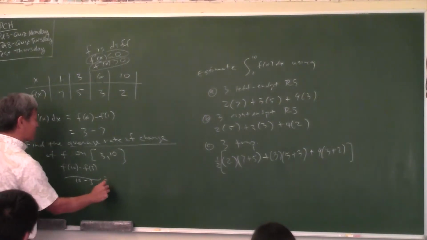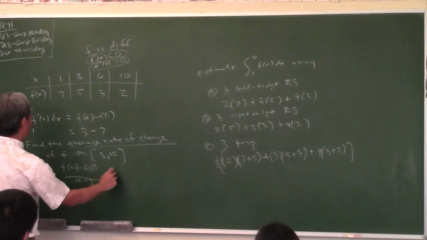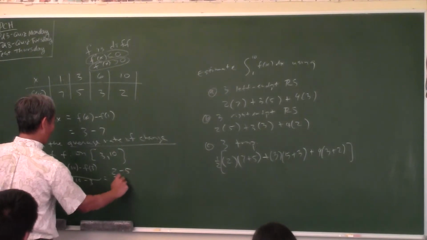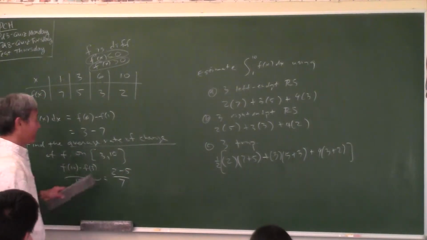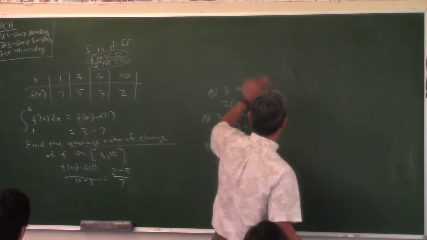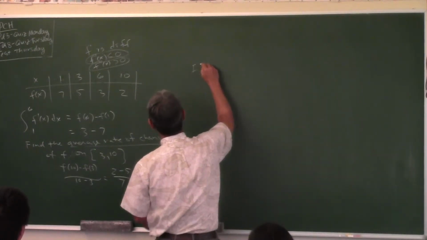And then you just read it off the chart. Can I assume you guys can read it off the chart? No, you can't. 2 minus 5 over 7. Grand total is... Okay, who's the next one?